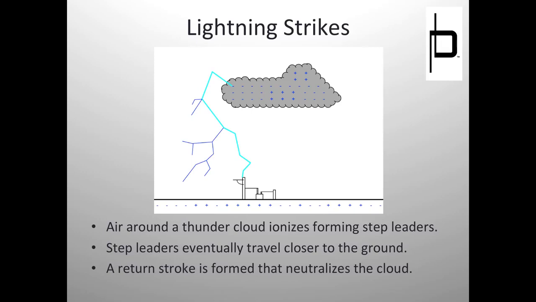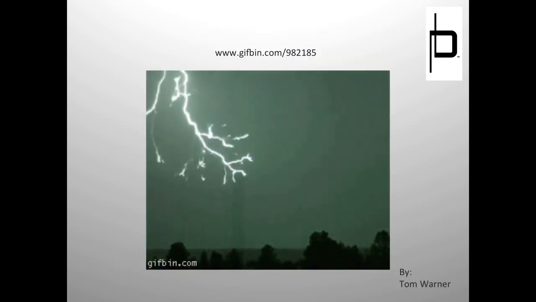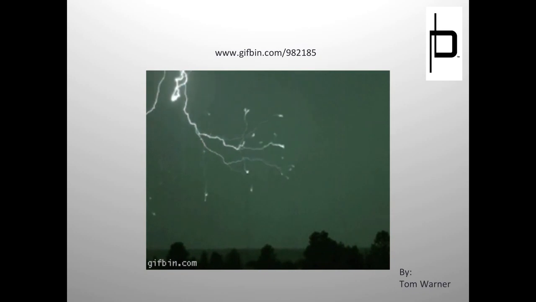That's how that bright bolt is formed, and that is the muscle of the lightning stroke. That's the bright flash that you see, and that is the heavy current that's very dangerous, and it occurs over a very short amount of time. Okay. So this is great. It's been very difficult to observe lightning.